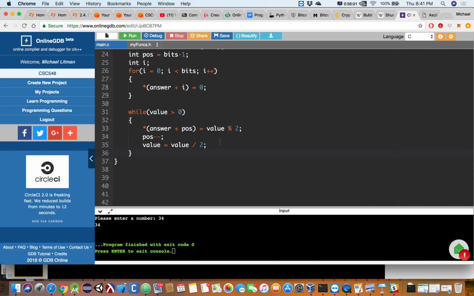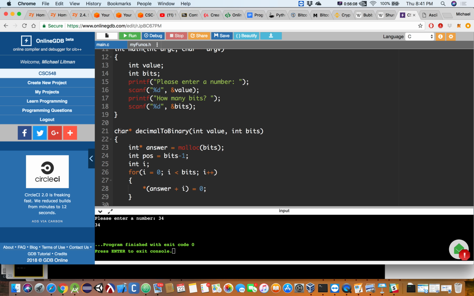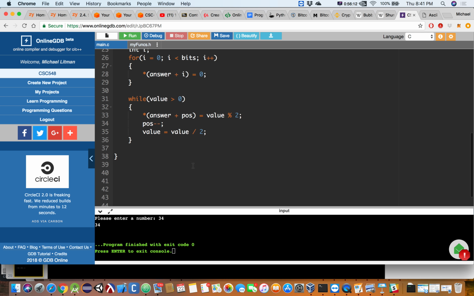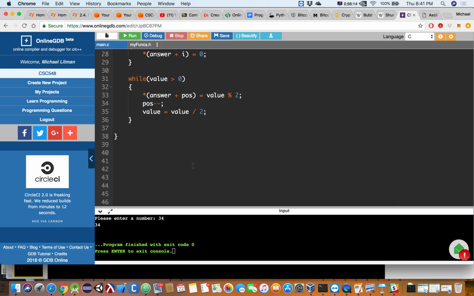All right, so now answer should hold my integer array filled with my values. I'm going to change this function to return an int pointer. Okay, so I'll go ahead and return answer here.